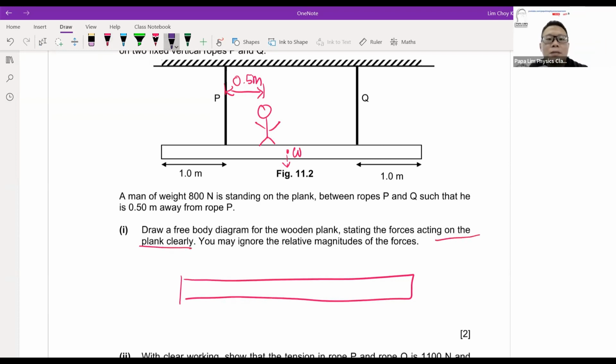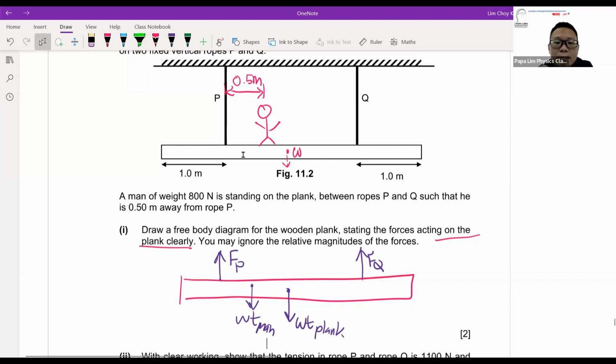Confirm there is actually P and Q. Force P is upwards, pulling the plank up. So this is FQ and FP. Then definitely you have the weight of the plank itself, followed by the weight of the person here. These are the 4 forces acting on the plank here.